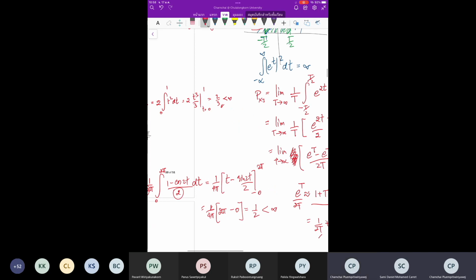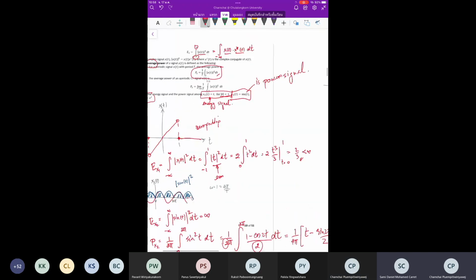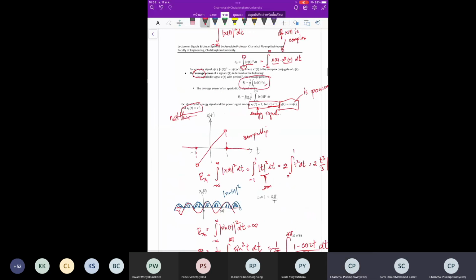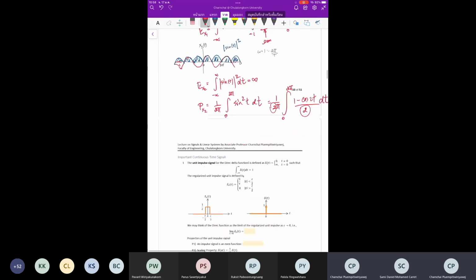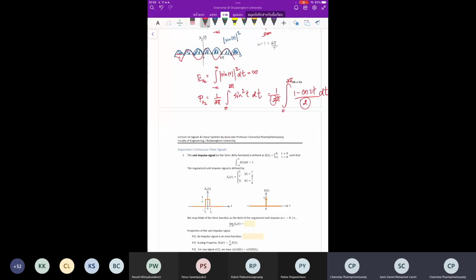Therefore this one is neither an energy signal nor an average power signal. This one has infinite power. We finish this, and we're going to talk about this a little bit later on. When we prove something, we just use it. We need to prove that the energy in the time domain is equivalent to the energy in the frequency domain. That's all.